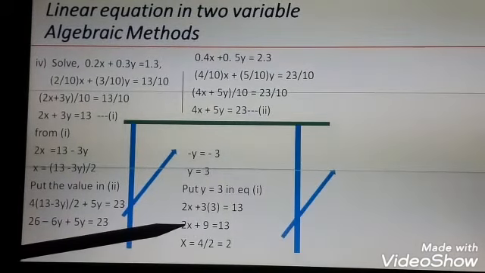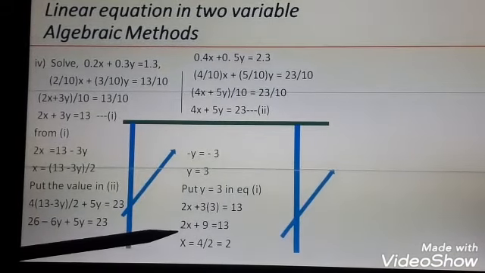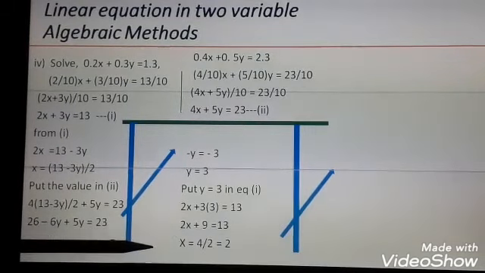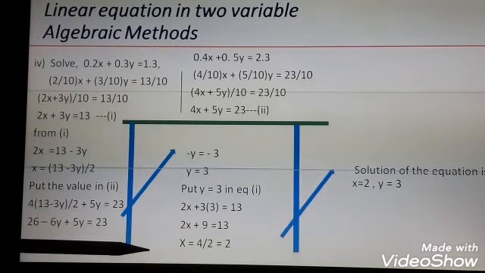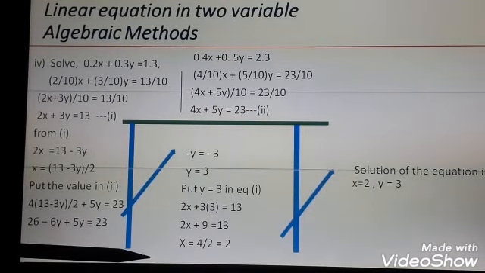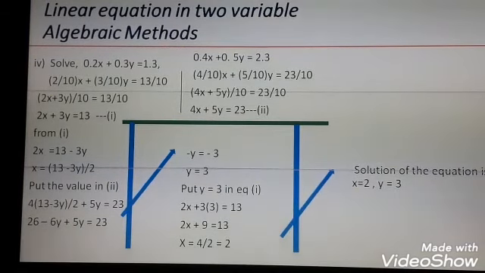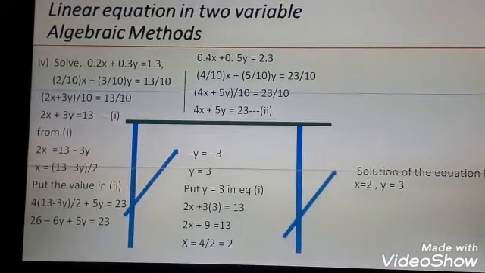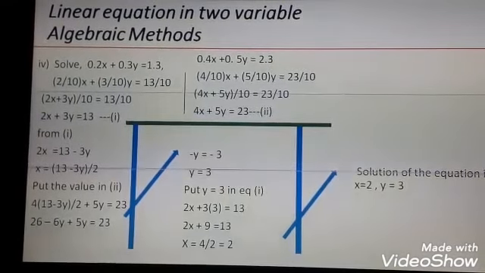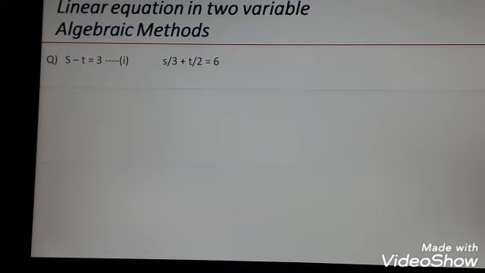So we have found both the values of x and y. Therefore the solution of the equation is x equal to 2 and y equal to 3. So remember children, these algebraic methods are only applicable to equations that have a unique solution. Now we will learn a few more questions on the substitution method for better understanding.